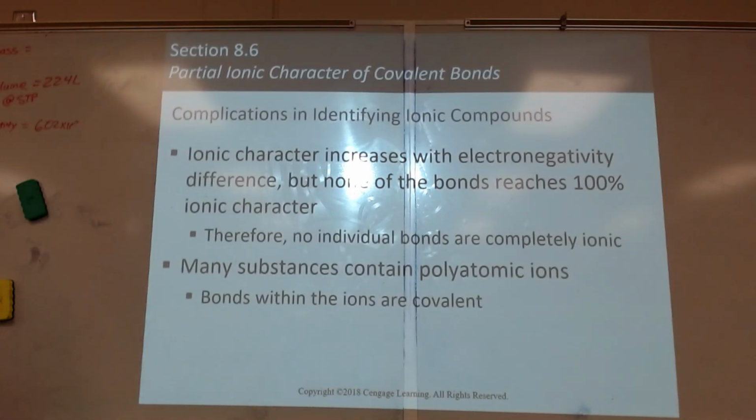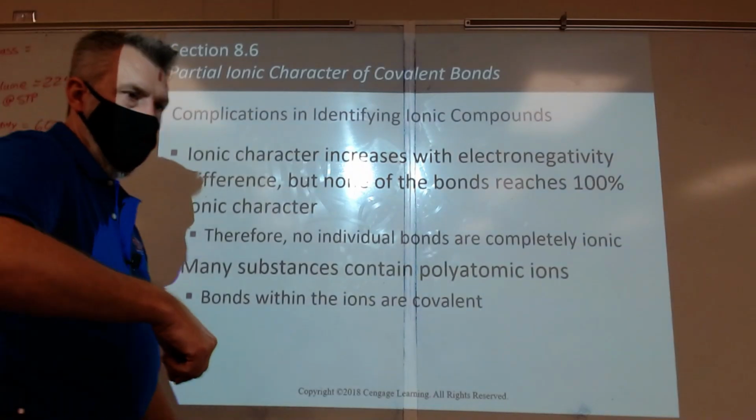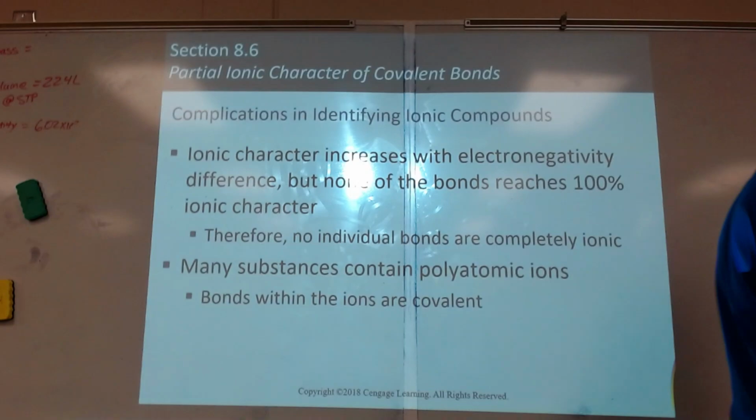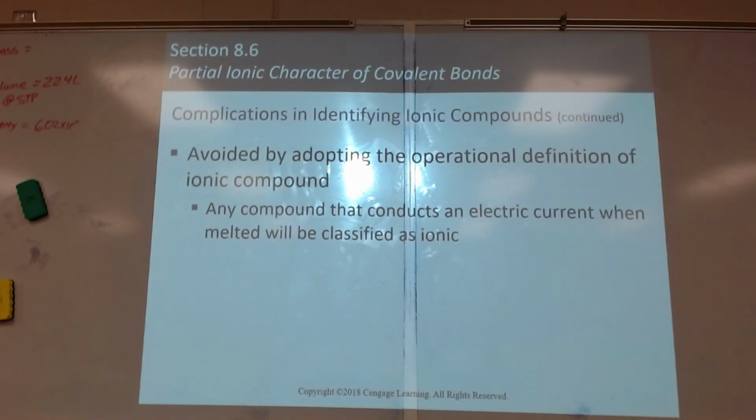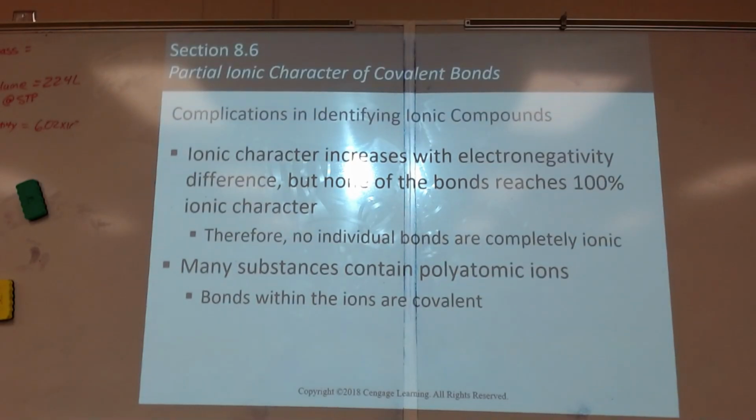Again, seems overwhelming. This is stuff you've heard before, but I'm just going over it a little bit deeper. Many substances contain polyatomic ions. The bonds within these ions, if I'm looking at sulfate, that SO4 2- ion, the sulfur and oxygen bonds in sulfate, those bonds are covalent. It's important to remember those bonds are covalent. Okay? Y'all good with that?